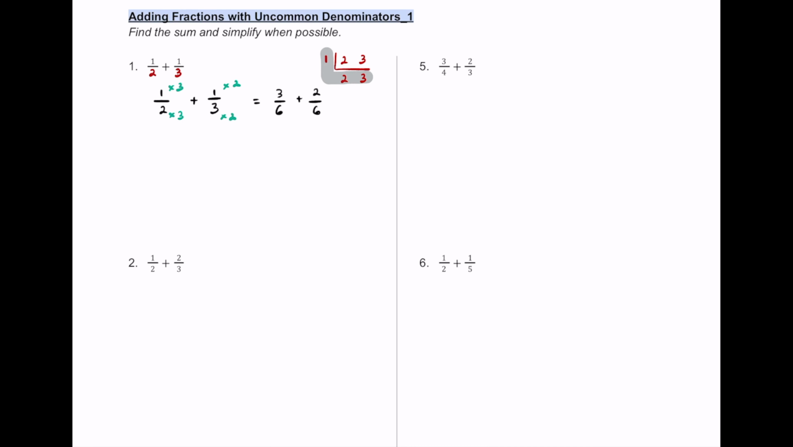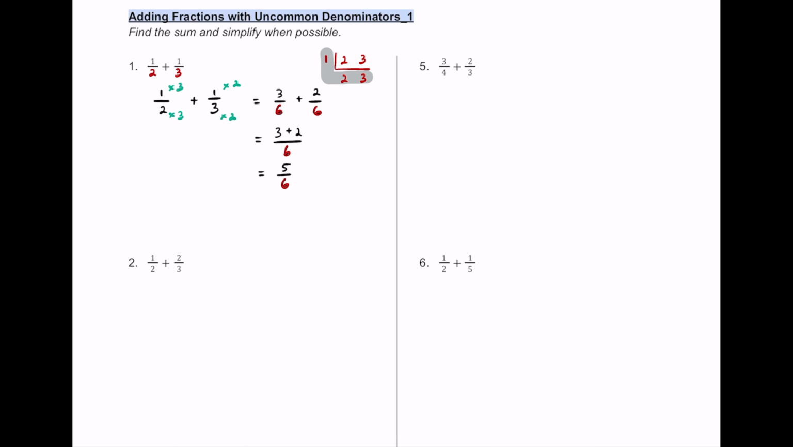Okay, now that they have common denominators, we can go ahead and add these together. So it's going to be 3 plus 2 over 6 with their common denominators. And then 3 plus 2 is going to be 5, so we have 5/6 here, right? So notice how we did get common denominators. We made both of them have 6 on the bottom here. And then once they had common denominators of 6, then we could add them.